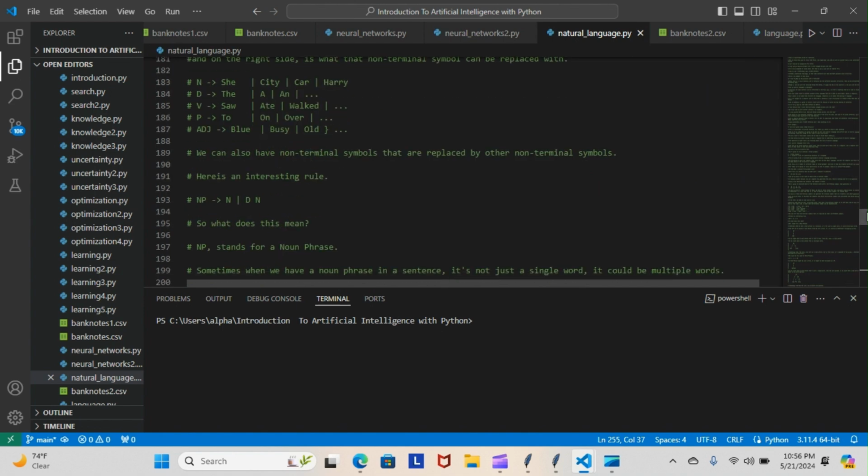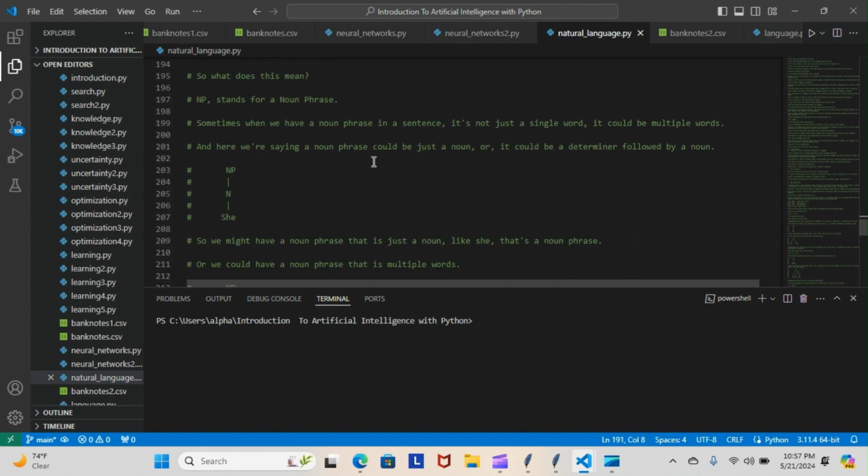And we can also have non-terminal symbols that are replaced by other non-terminal symbols. Here is an interesting rule. We have NP can be replaced with N, or D N. So a noun phrase can be replaced with a noun, or it can be replaced with a determiner followed by a noun. So what does this mean? NP stands for noun phrase. Like I said, sometimes when we have a noun phrase in a sentence, it's just a single word, but it could be multiple words.